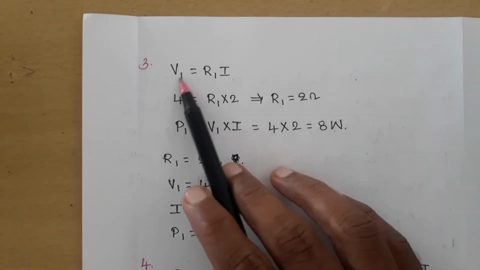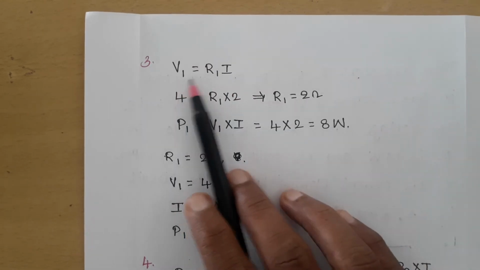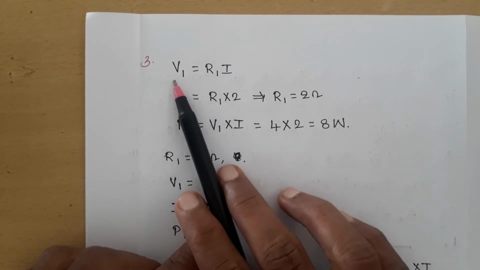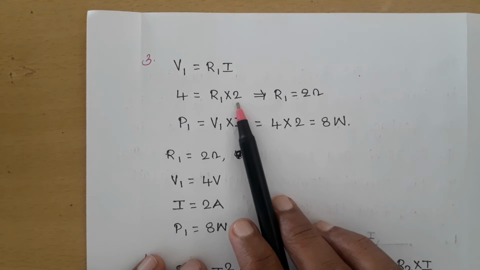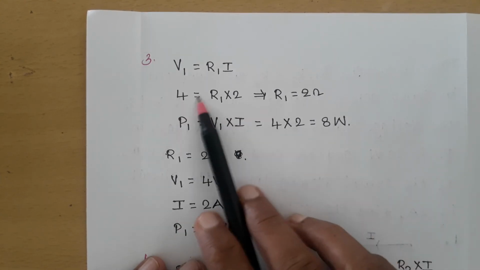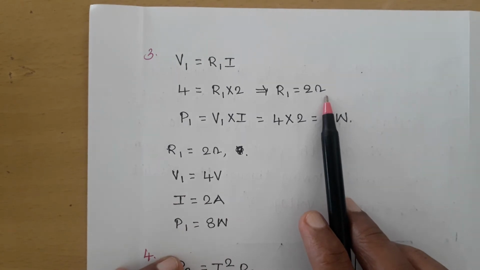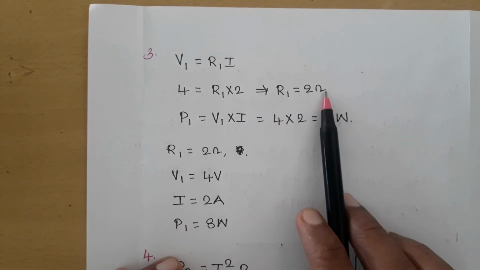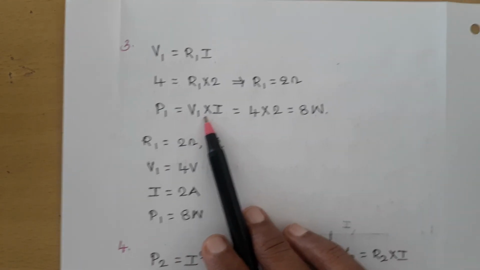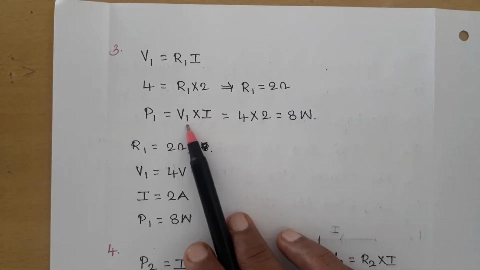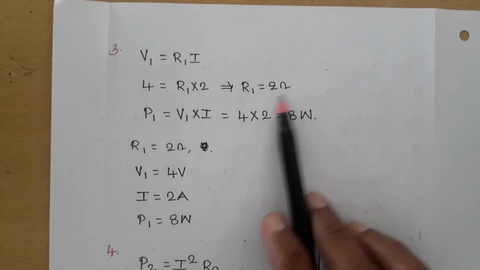So here let us first focus on the first element, V1 equal to R1I. V1 value is given, R1 is unknown, I value is given as 2. So by using that relation V1 equal to R1I, we can find R1 equal to 2 ohms. Once we get R1 equal to 2 ohms, let us find power P1 equal to V1 into I. We know V1, we know I. So 4 into 2 is 8 watts.